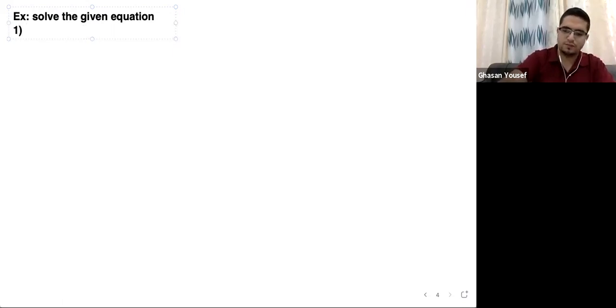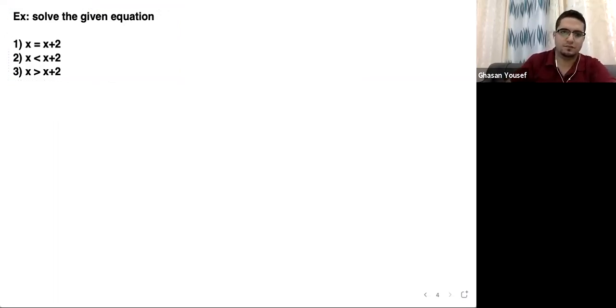Number one, x square equal x plus 2. Number two, x square less than x plus 2. Number three, x square greater than x plus 2.